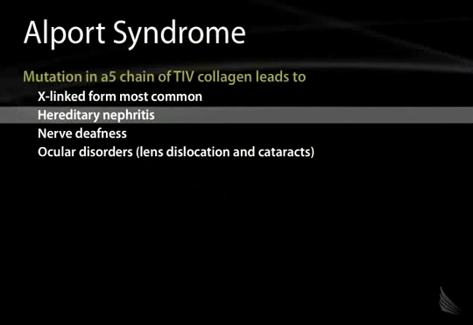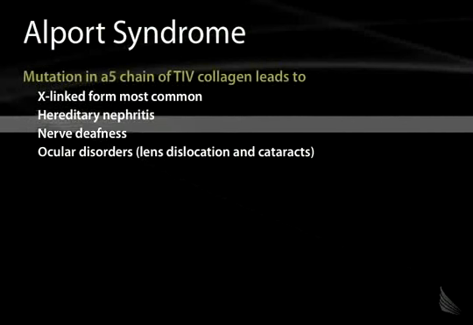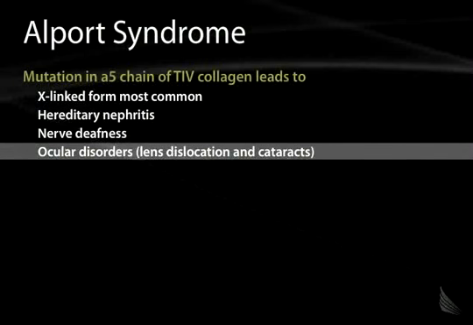Now, what you see in this disease is a hereditary nephritic syndrome. You also see defects in other tissues as well, leading to nerve deafness and ocular disorders, most commonly lens dislocation and cataracts. So if you see a situation in which a patient develops nephritic syndrome and renal failure in conjunction with deafness and ocular disorders, you'll be looking for Alport syndrome.